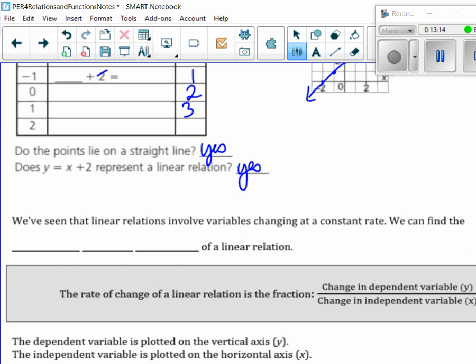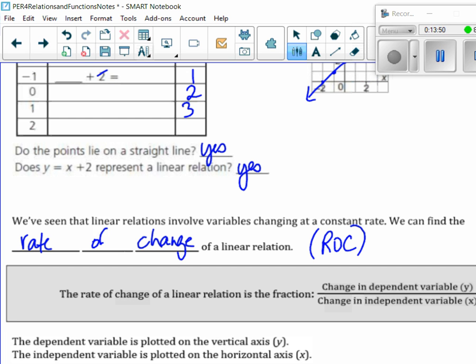We can find the rate of change, and I want to abbreviate it ROC, of a linear function. And that is the change of the dependent divided by the change in the independent. Sometimes, I don't know how far you are in your science, but you might see it also delta y over delta x. Have you seen delta before? Yeah, that means change. So you're changing your y over your change of x. It's just abbreviation.